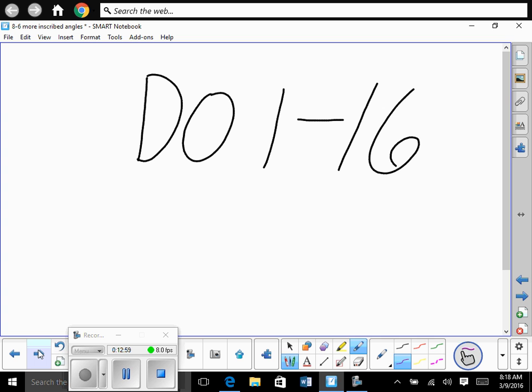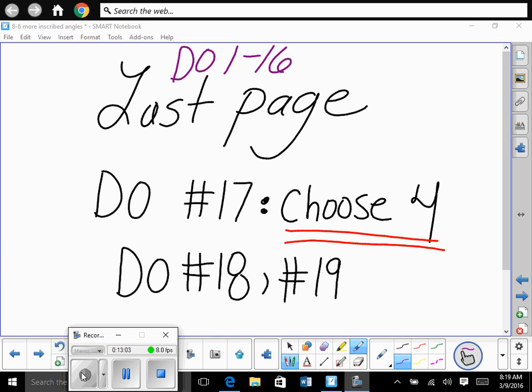Okay, so now continue. 1 through 16 on today's. Okay, so this is what you're going to do. 1 through 16 is required. On the last page, there's still some required. On number 17, you get to choose the 4 you want to do. You can choose any 4. However, there are some that are harder than others, and some of my advanced thinkers, I would expect you to try those. Not just pick the easiest one because you're lazy, because you're smart enough to try them, right?